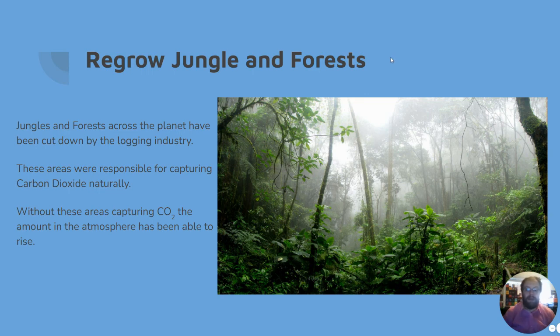We also need to make a big effort into regrowing the jungles and forests that we have destroyed over the last 100 years. The jungles and forests across the planet are being cut down by the logging industry, and these areas are responsible for capturing carbon dioxide naturally. The Amazon is shrinking, other rainforests are getting smaller, and without these areas capturing CO2, the amount in the atmosphere has been able to rise because we can't absorb as much as we naturally would have otherwise. So by restoring these areas and making them once again lush and green, we can begin pulling more of the CO2 out of the atmosphere.